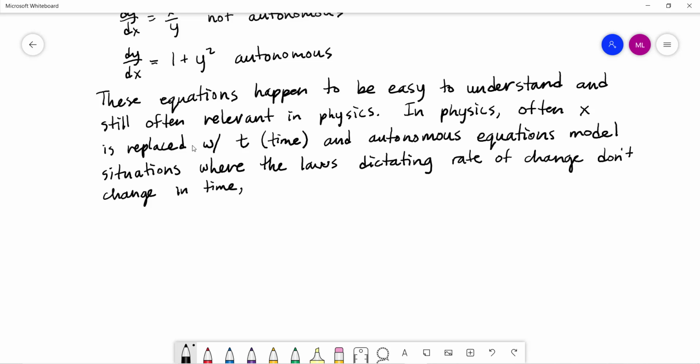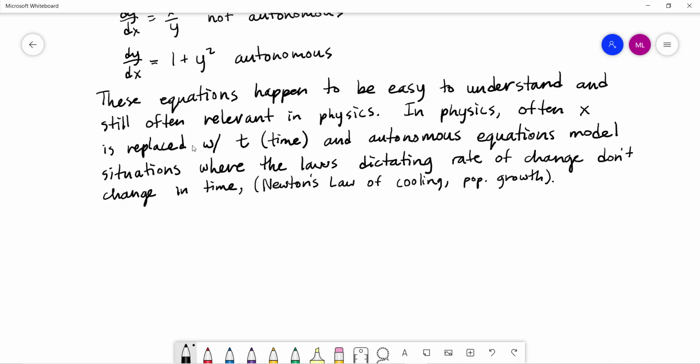So, Newton's law of cooling, population growth. Right? There's no time dependence in those models that we looked at in terms of dictating what the rate of change looks like. The growth rate isn't dependent on time. Okay, hopefully that's clear enough. And if not, it'll make more sense once we come back to those problems and start working on them in more detail.